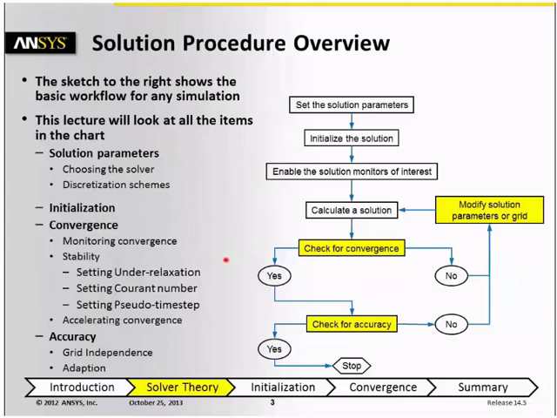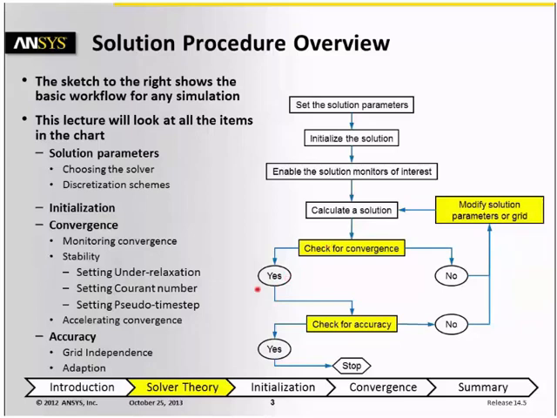A number of things can be done to ensure the solution remains stable during the calculation, and this includes setting the under-relaxation factors, or Courant number, or pseudo time step. There are also methods by which convergence can be accelerated under certain conditions, and so as the solution proceeds, we check whether or not it's converging, and if it does not converge, then we can modify solution parameters or the grid and continue calculating.